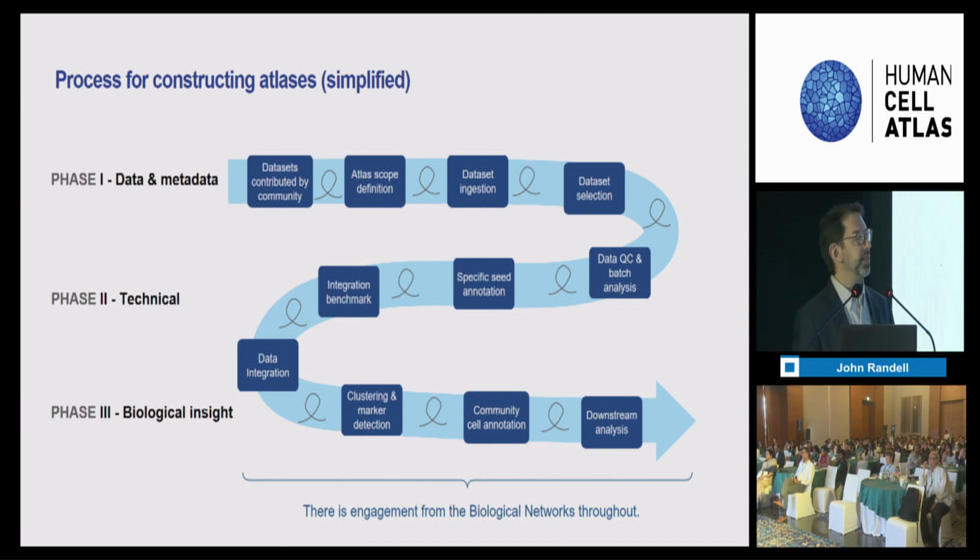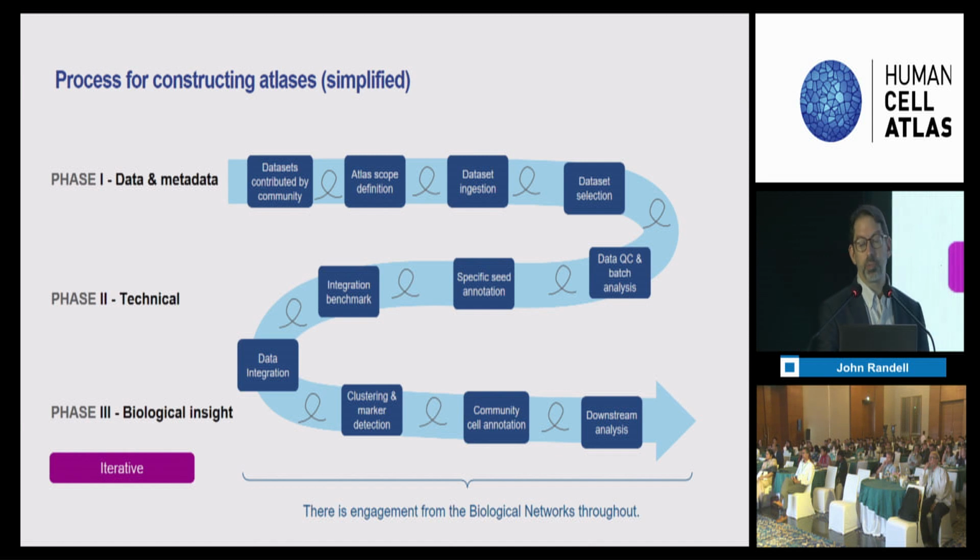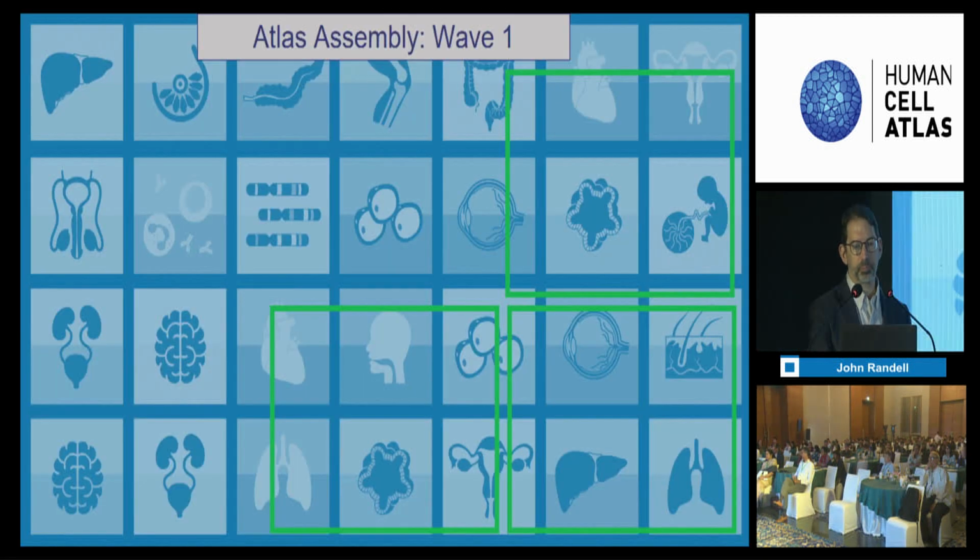And just to highlight that each one of these steps needs to involve the biological networks. And so this is a process that's coordinated through the executive office, but really is spearheaded by the coordinators of the biological networks themselves in combination with the integration team. The process is, of course, iterative. We've learned a lot from the first wave of atlas assembly, and that's being applied to successive waves, and it's adaptive as well, which you would expect. So, again, we're learning as we go. We've learned a lot already and are applying those lessons to the creation of more efficient atlases going forward.